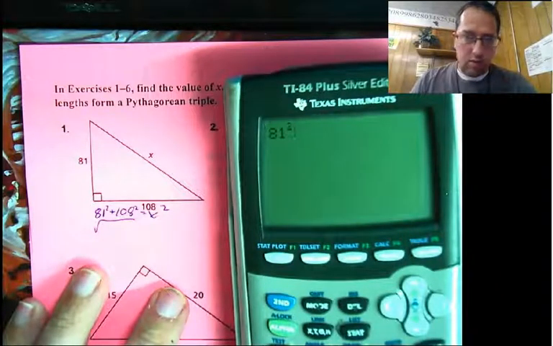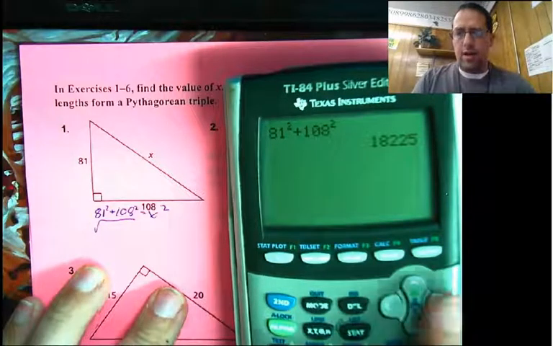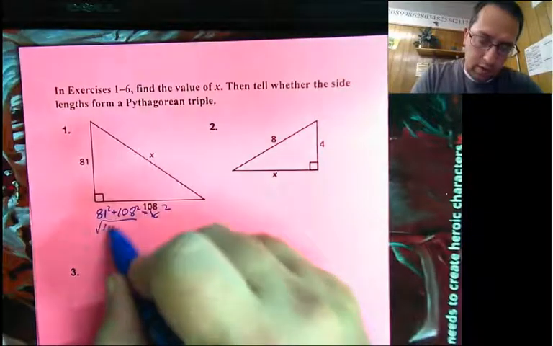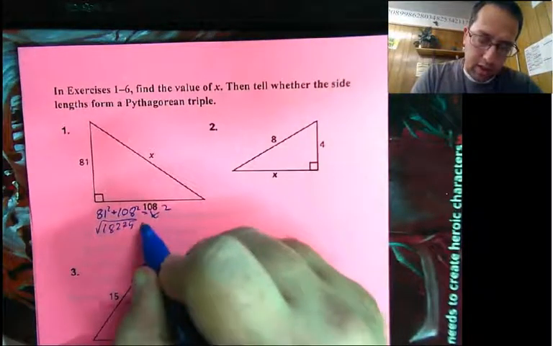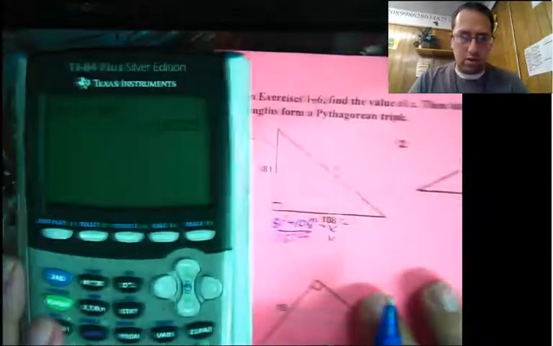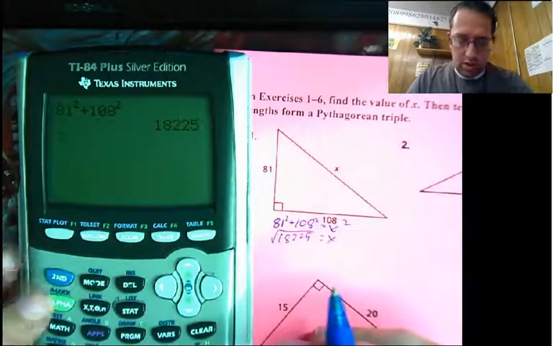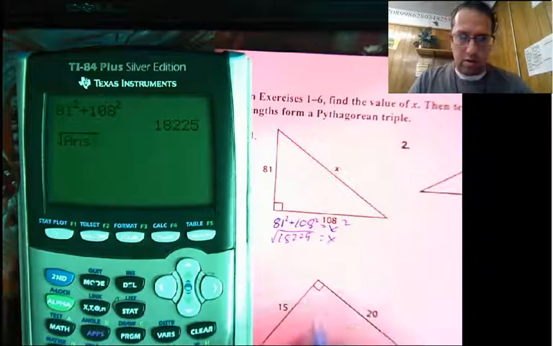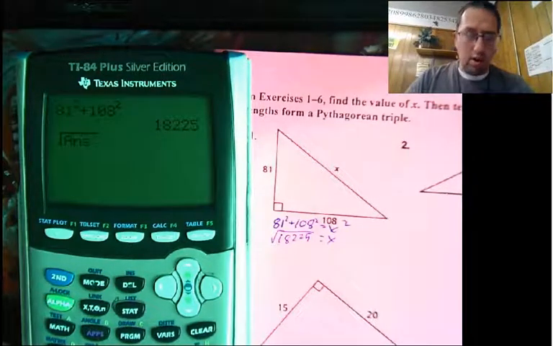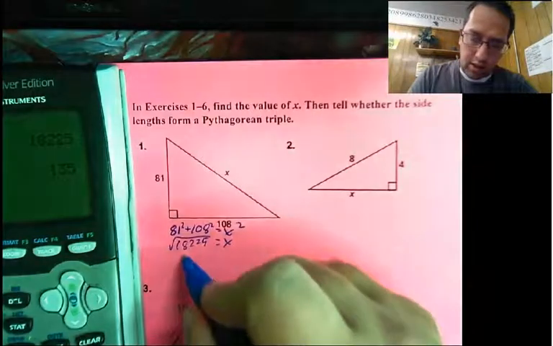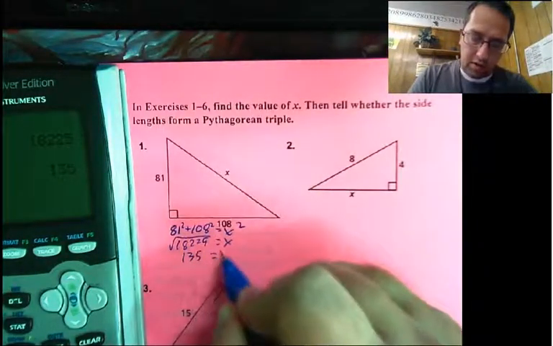81 squared plus 108 squared is 18,225. So I have 18,225 equals x squared, so let's get the square root here. So here we go, we want second square root, and then second answer, and we have everybody's favorite pair of shoes, and we get 135. So that came out nice and neat. 135 equals x.